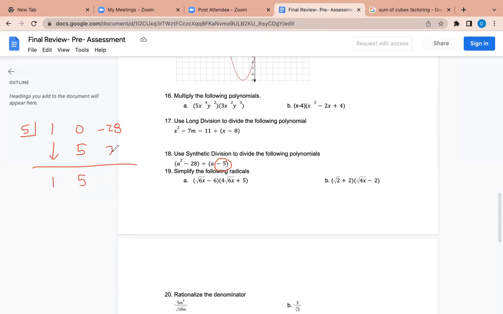5 times 5 is 25. And then this will be negative 3. So the final answer is negative 3 over x minus 5. And then the exponent increases by 1 each time. So this is a constant, this is then plus just x, and then if there's another number, it'll be that x squared, and so on and so forth. So that is your answer.